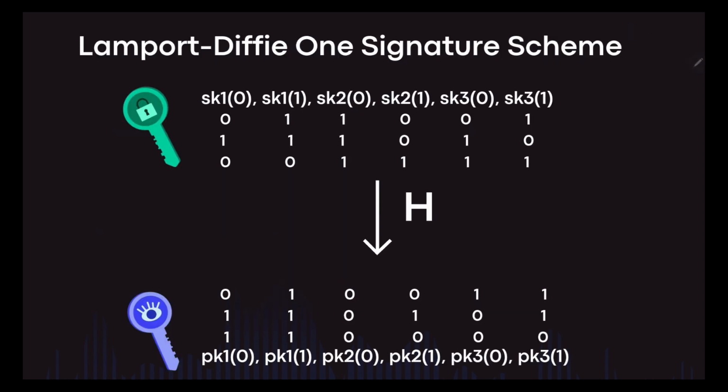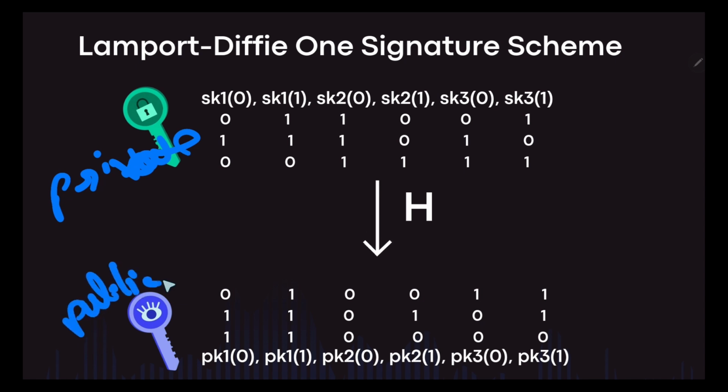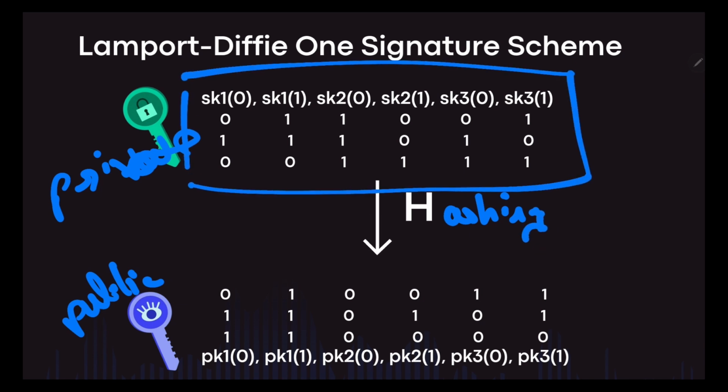Here is the main hash function that we need to use. Here is the private key, and here is the public key. This is the hash function that we need to use. This matrix will be taken into consideration in the next slide.